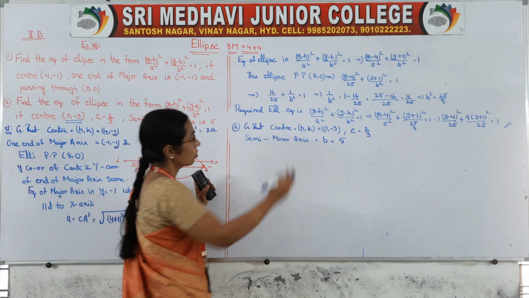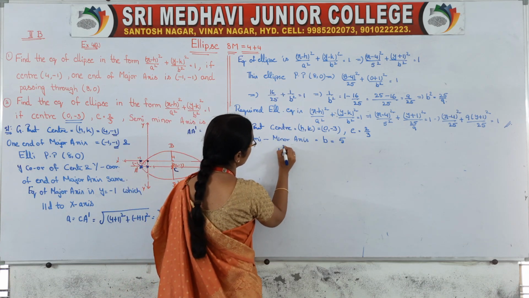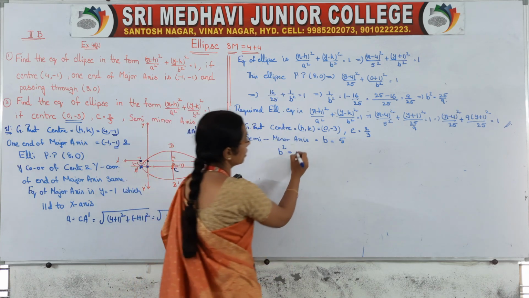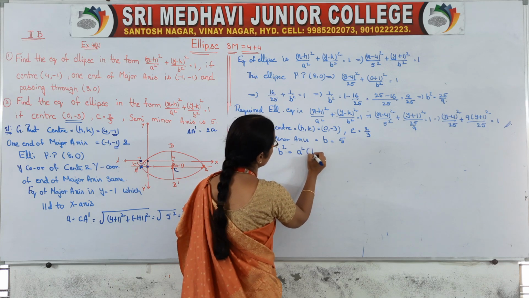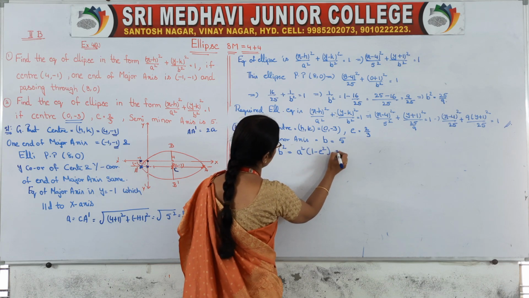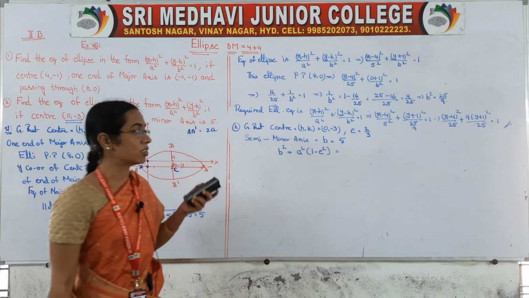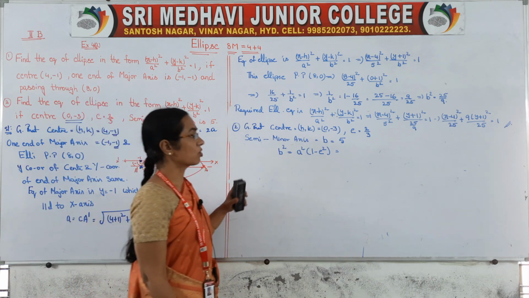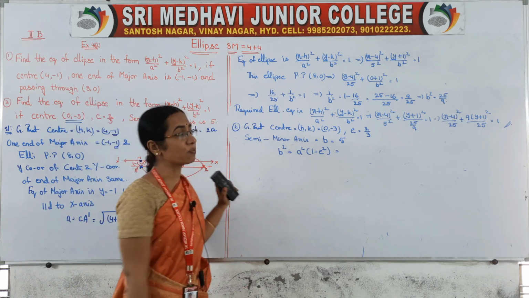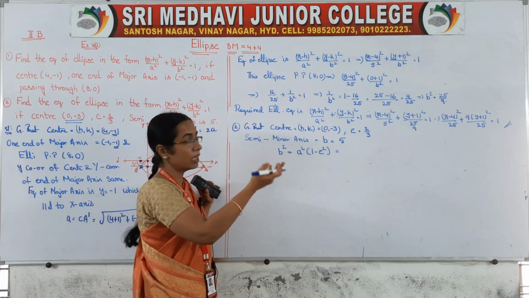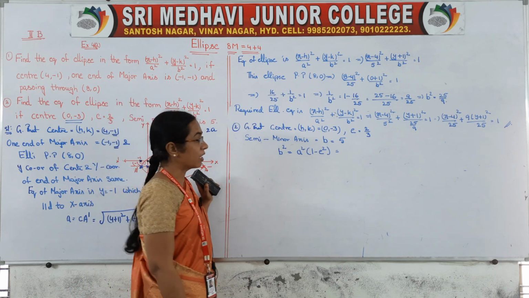Okay, so now you take your value, b square is equal to a square into 1 minus e square. There is a formula, b square is equal to a square into 1 minus e square. Why have we taken this formula? We got b, now try to get our a value.